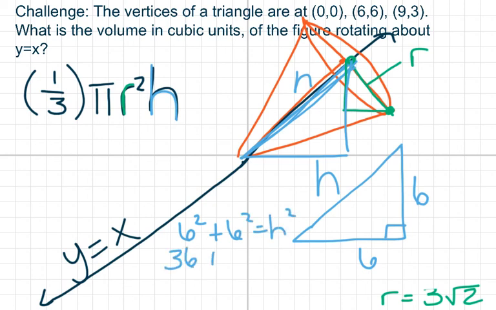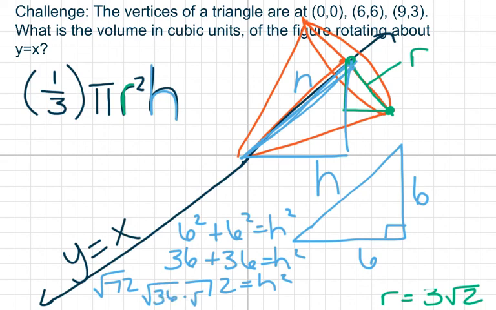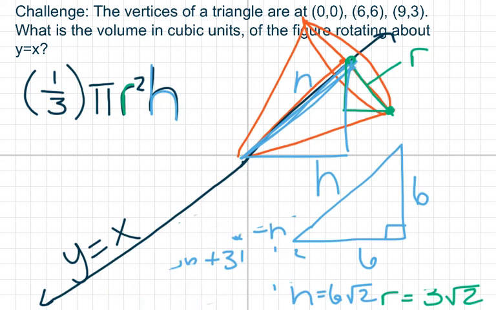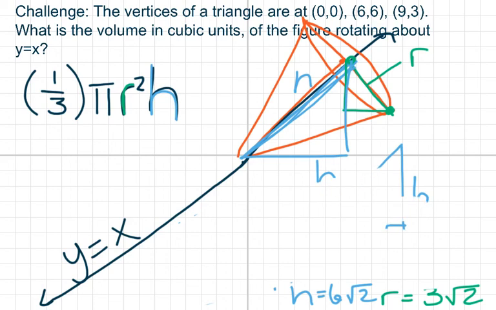6 squared is 36. 36 plus 36 is 72. And then to get rid of that square, I'm going to take the square root of 72. So if you remember, the biggest perfect square 72 is divisible by is 36. And then I can't take the square root of 2, but I can take the square root of 36. So H is actually going to be 6 square roots of 2. And I'm going to erase this just so I have some extra room. And I know this is a lot, but it's just reviewing some basic concepts that you've used in the past.